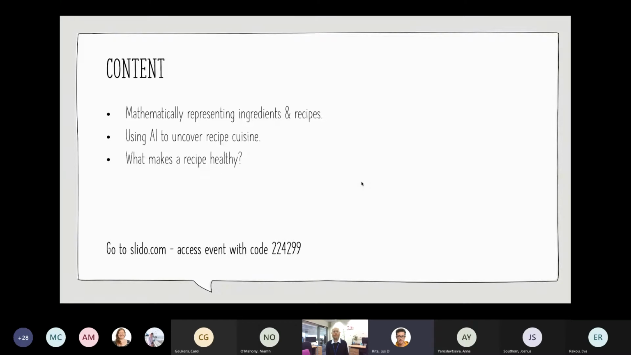Then I'll go through a model that I developed that is able to retrieve the cuisine a specific recipe belongs to, for example, North American, South Asian, etc. And lastly, for each one of the four diseases that I mentioned: obesity, diabetes, cancer, and COVID.